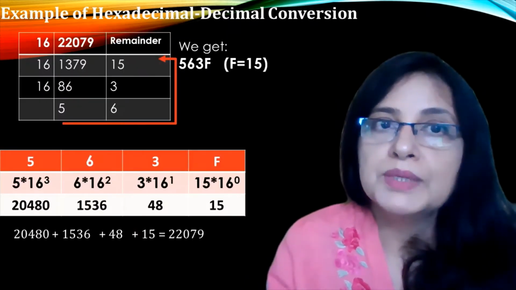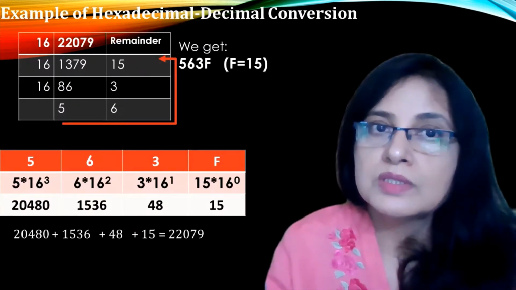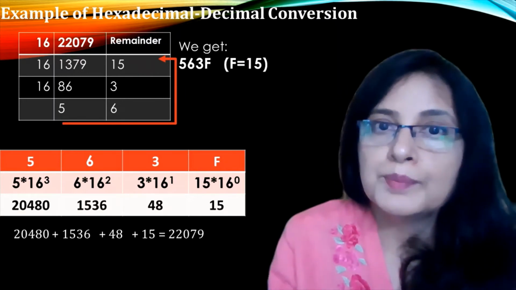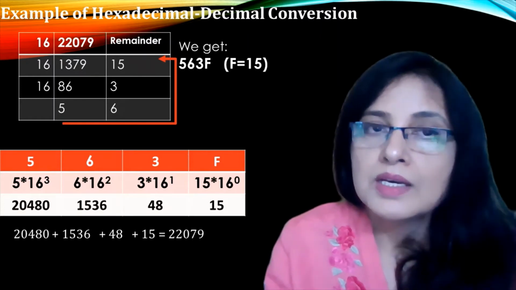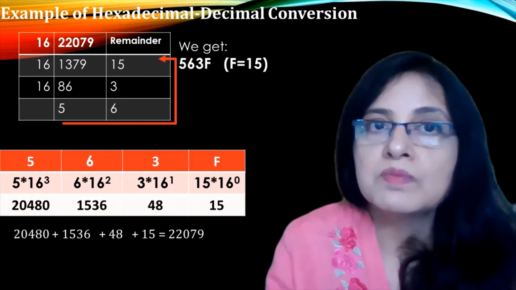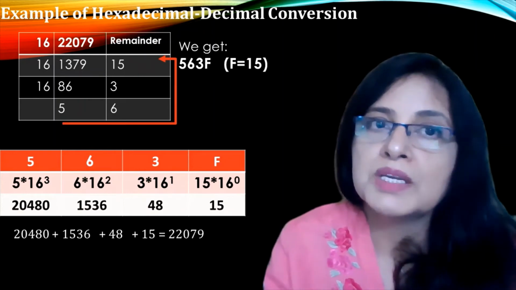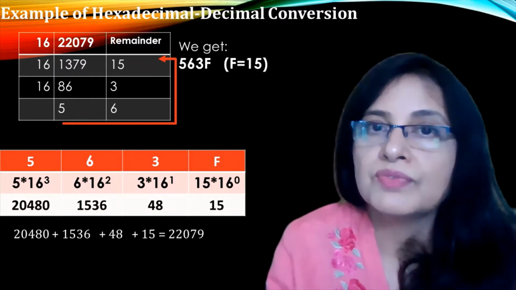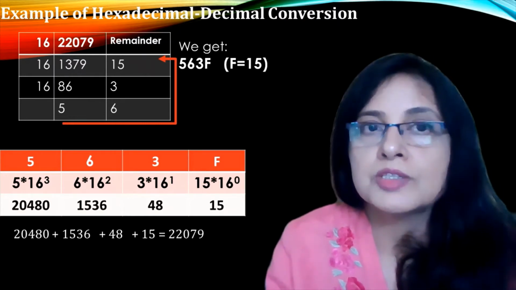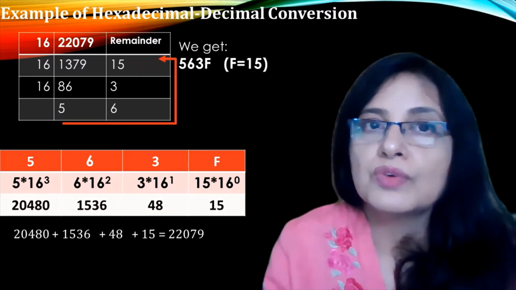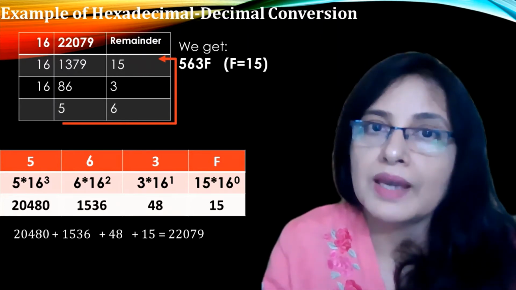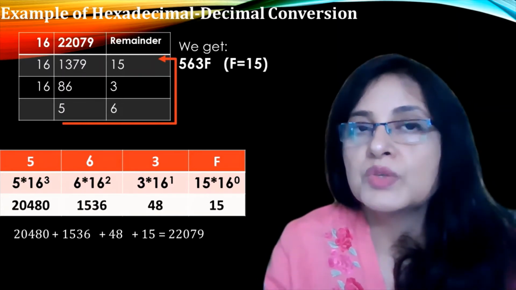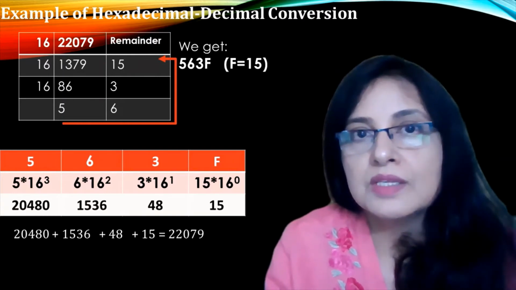We look at an example here. We have 22,079 as our decimal number, which we convert into its hexadecimal version by dividing by 16, and each time we write the remainder on the side. The first remainder is 15, the second is 3, the third is 6, and the last remainder is 5, which is our most significant digit. So we say 5, 6, 3, and instead of 15 we write F here, because as I told you, the hexadecimal system uses alphabets instead of these numbers.